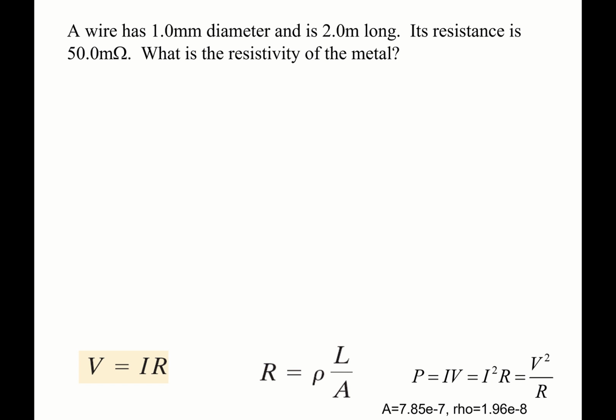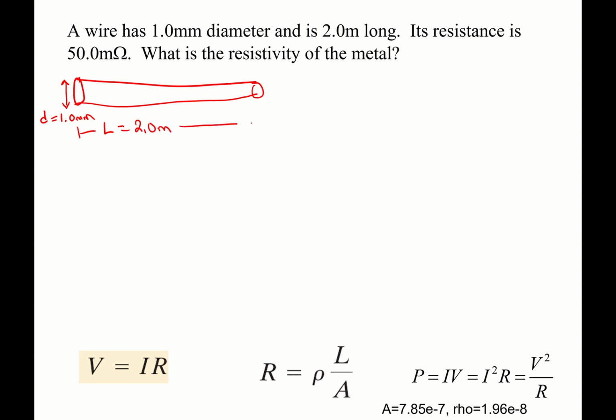We're given the diameter and the length of a wire. It's got 1 millimeter diameter. So D equals 1 millimeter. And it's 2 meters long. So L is equal to 2.0 meters. And the resistance, which is R, is 50 milliohms, 50 times 10 to the minus 3 ohms, to put it in standard units. And they want to know what's the resistivity of the metal.